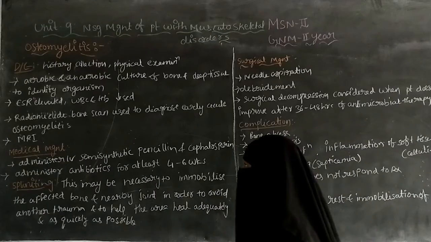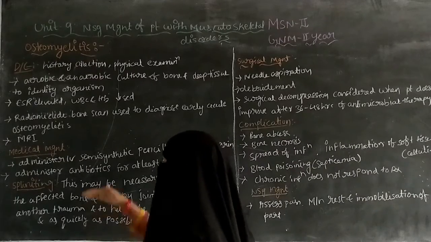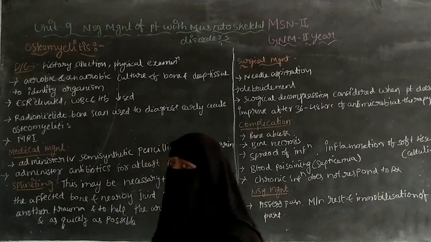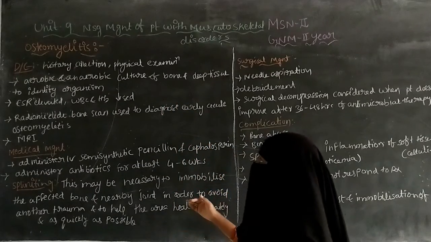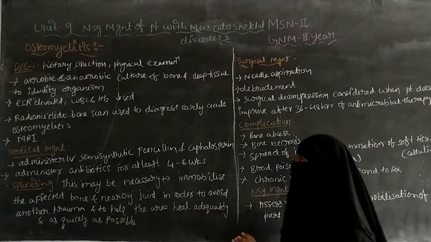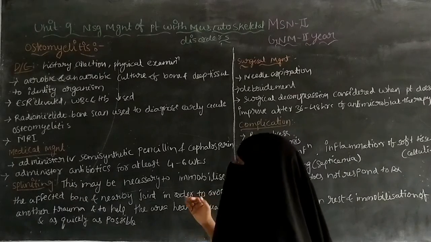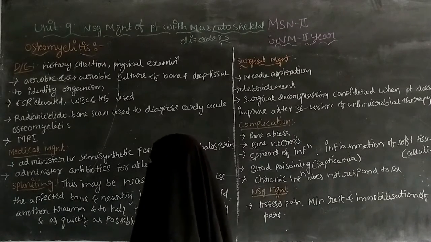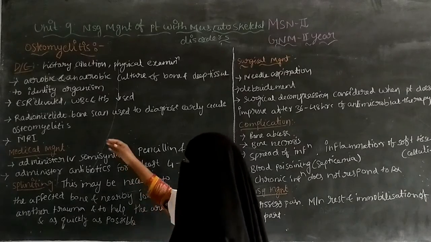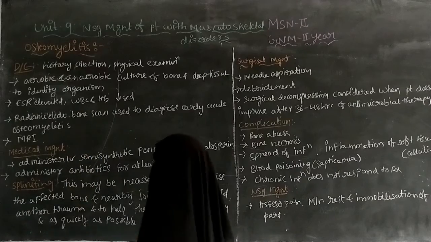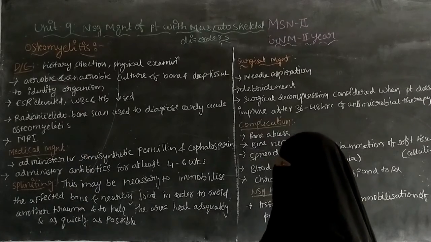So we collect the sample from the bone and the deep tissues for the aerobic and anaerobic culture, to identify the organism. And next, the ESR is elevated, and the WBC and hemoglobin can be decreased.